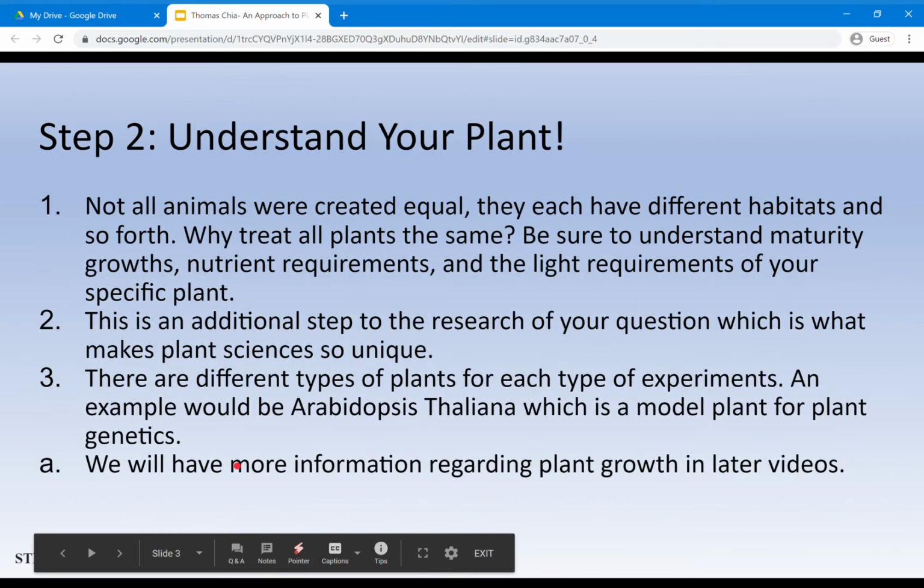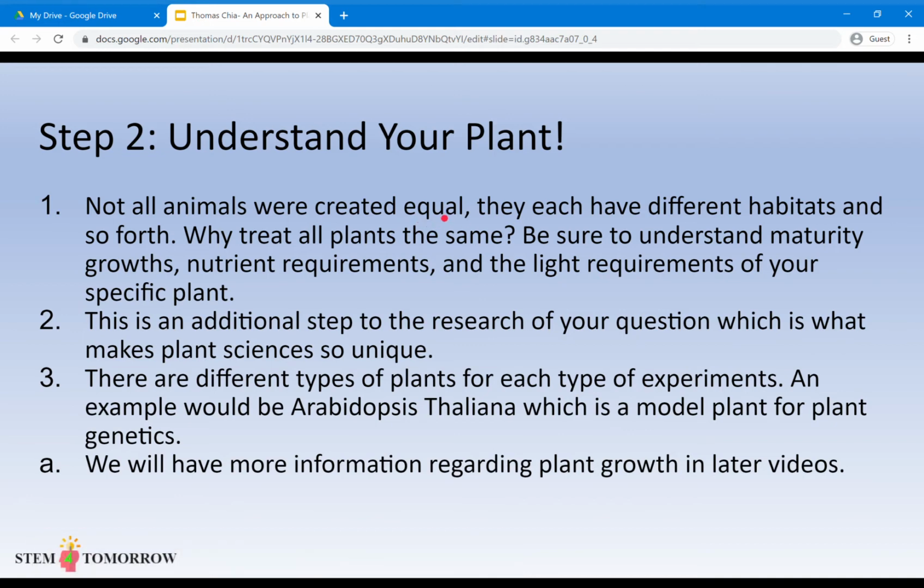Step two is to understand your plant. Not all animals are created equal. They have different habitats and so forth. Plants are the same. You have to be sure to understand your plant's environmental needs because it evolved in different places. So you have to understand maturity growths, nutrient requirements, and light requirements of your specific plant.